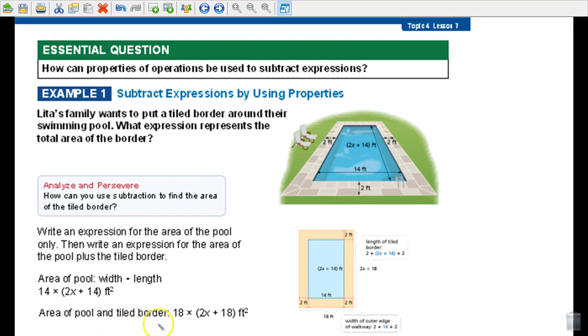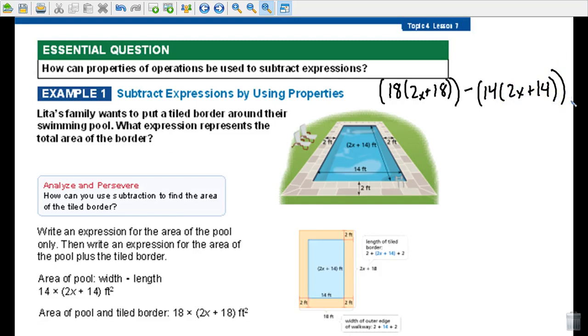Area of pool and tiled border is 18 times 2x plus 18. So that's where they're adding. That's where we get 18 instead of 14. They're adding 2 over here and 2 over here. That's the extra 4. And then 2 over here and 2 over here. That's the extra 4. So our expression would be 18 times (2x plus 18), in parentheses, minus, in parentheses, 14 times (2x plus 14).